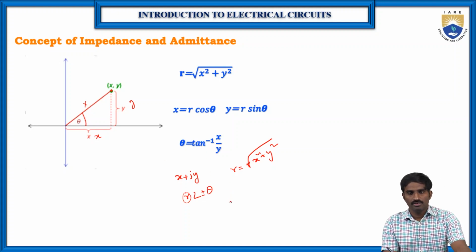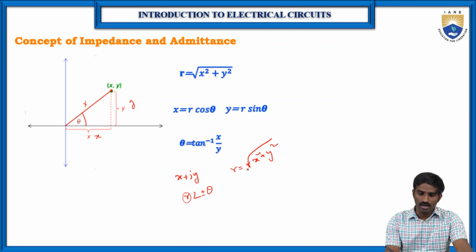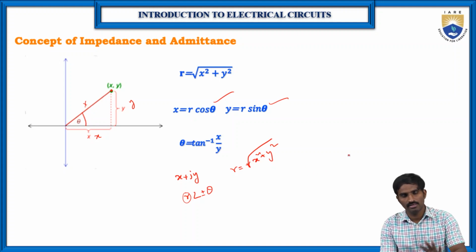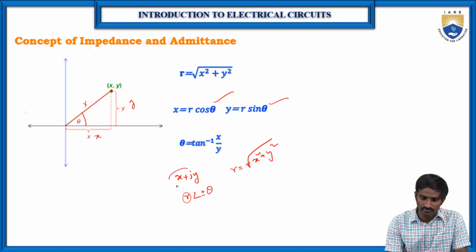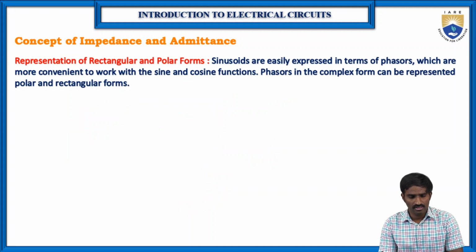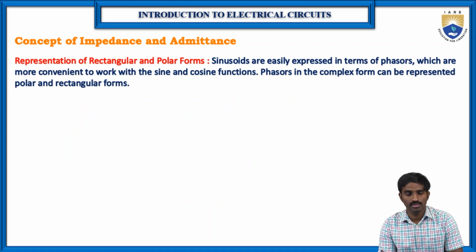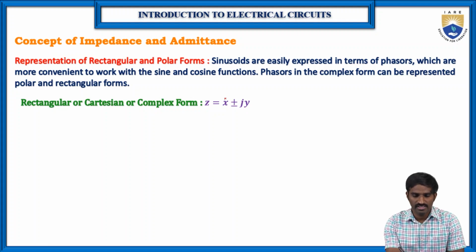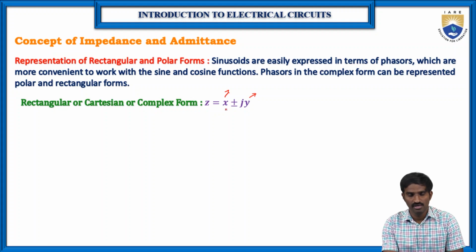And suppose if you know the r and theta values, then you can find the x and y values by using these equations. So this is the conversion from rectangular to polar and polar to rectangular form. This is the rectangular form and this is the polar form, right? Now the representation of the rectangular and the polar form: the rectangular form is z equal to x plus or minus jy, where x is the real term and y is the imaginary term. We usually call x the real term and y the imaginary term.